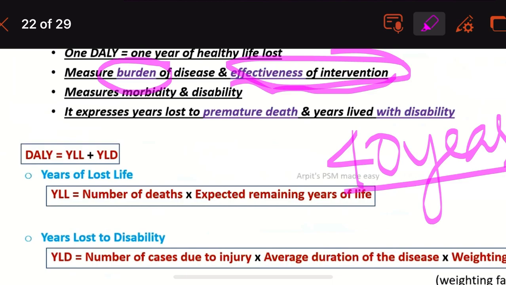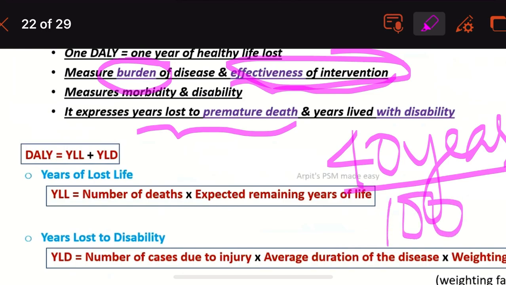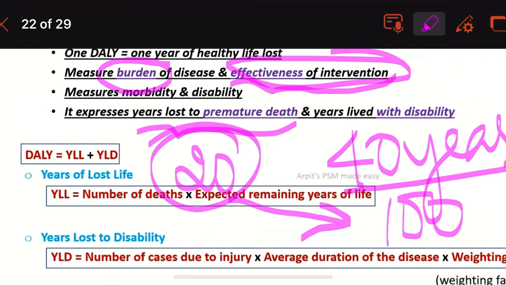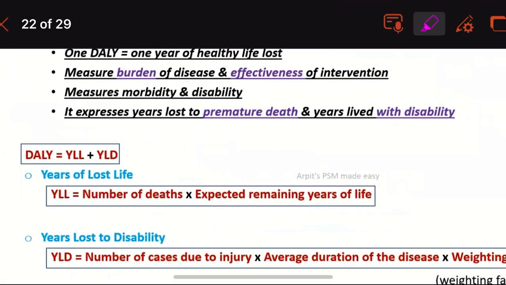It measures the morbidity as well as the disability. So we saw how many people died because of the disease can be measured by DALY, and also how many years the patient was disabled can also be measured. It also expresses the years lost to premature death. Let us consider, if he wouldn't have got that accident at the age of 20, he would have lived up to 600 years. Just because of that accident, for instance, if he died at the age of 60, that is premature death which is happening. Also, it measures the years which he lived with the disability, obviously.